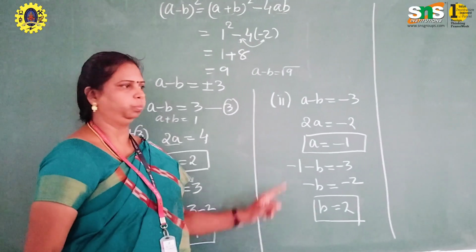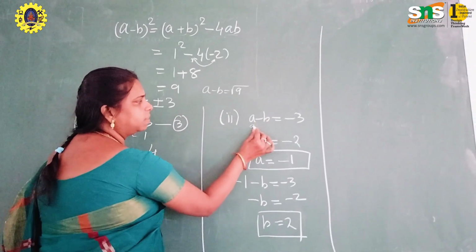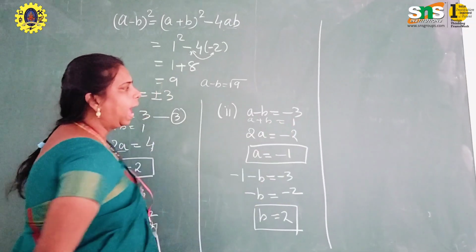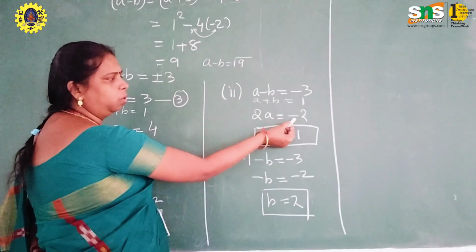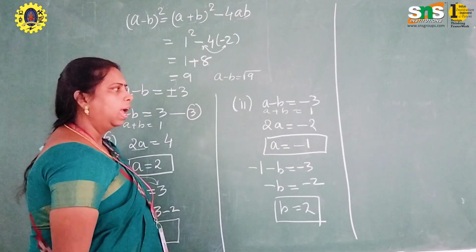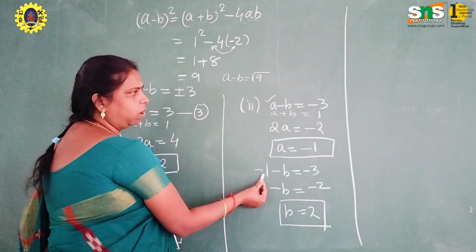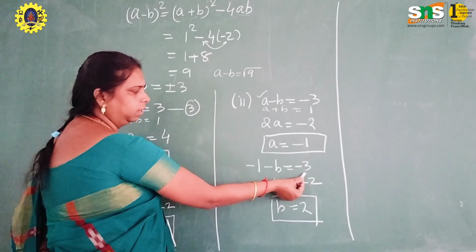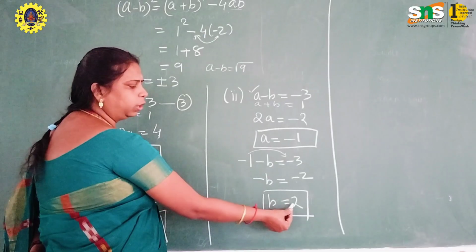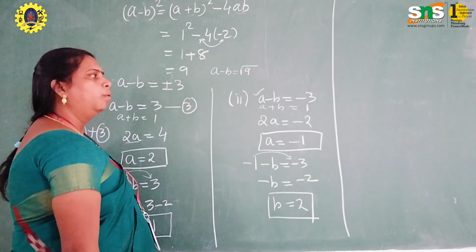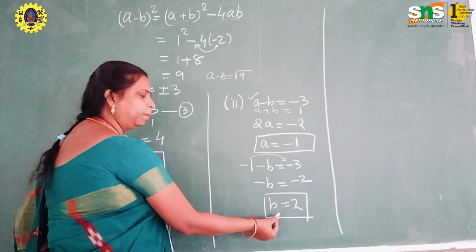Similarly, we have case 2: A minus B equal to minus 3, and we have A plus B equal to 1. Add these two equations. When I add them, I get 2A equal to minus 2, so A equals minus 1. As usual, substitute A equal to minus 1 in this equation: minus 1 minus B equal to minus 3. The 1 goes to the other side, minus B equal to minus 2, so B equals 2. Hence, in the second case, when A minus B equal to minus 3, I get A equal to minus 1 and B equal to 2.